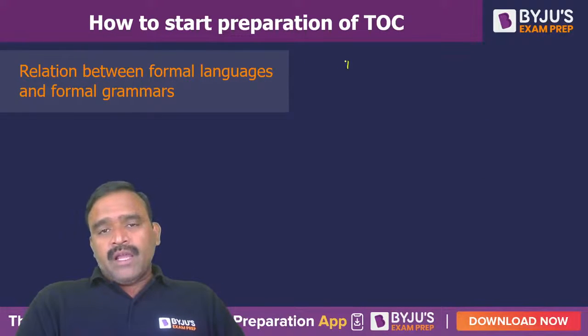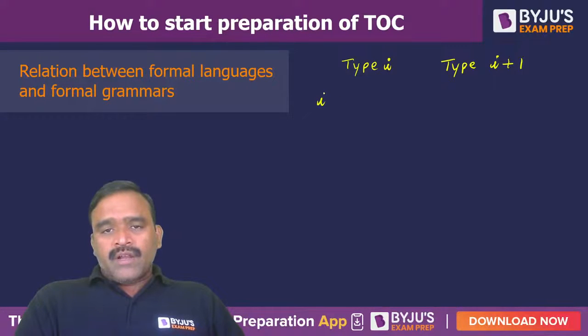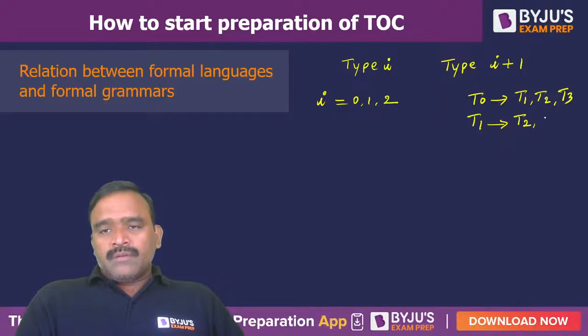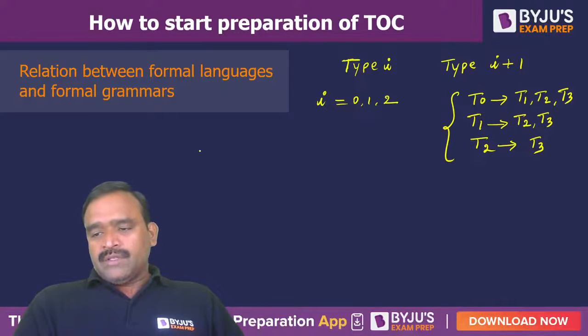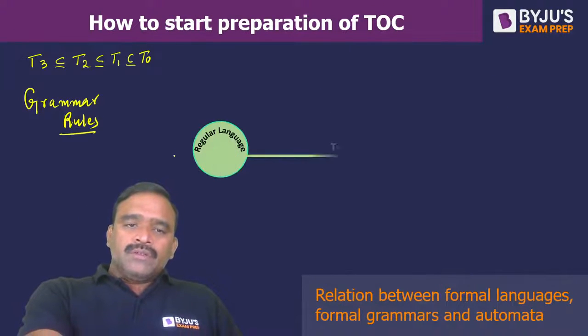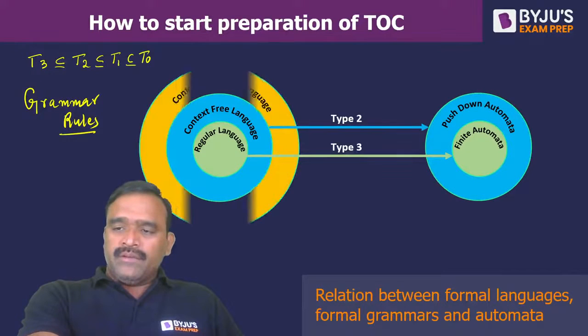If you see the relation between the formal languages in detail, every type i language properly includes all type i+1 languages, for i values 0, 1, 2. This relation you should understand. That means if you take i value 0, type 0 includes type 1, type 2 and type 3. If you take i value 1, type 1 includes type 2 and type 3. If you take i value 2, type 2 includes type 3. So every type i language properly includes all type i+1 languages for i value 0, 1, 2. That is the relation between formal languages and formal grammars.